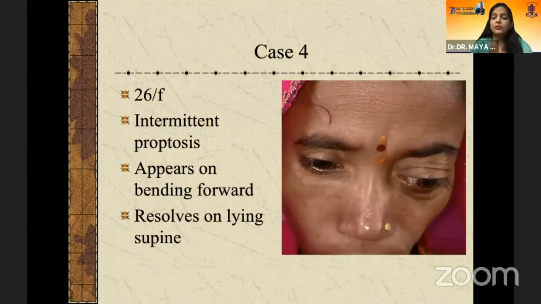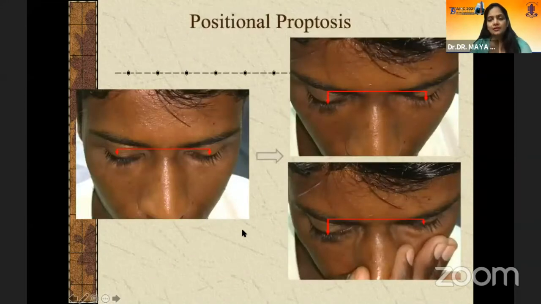In case of a positional or intermittent proptosis, like this patient complaining of proptosis only on bending forward, which resolves on lying supine, you have to measure the proptosis by performing a Valsalva maneuver in such cases, and these are usually caused by orbital varices.